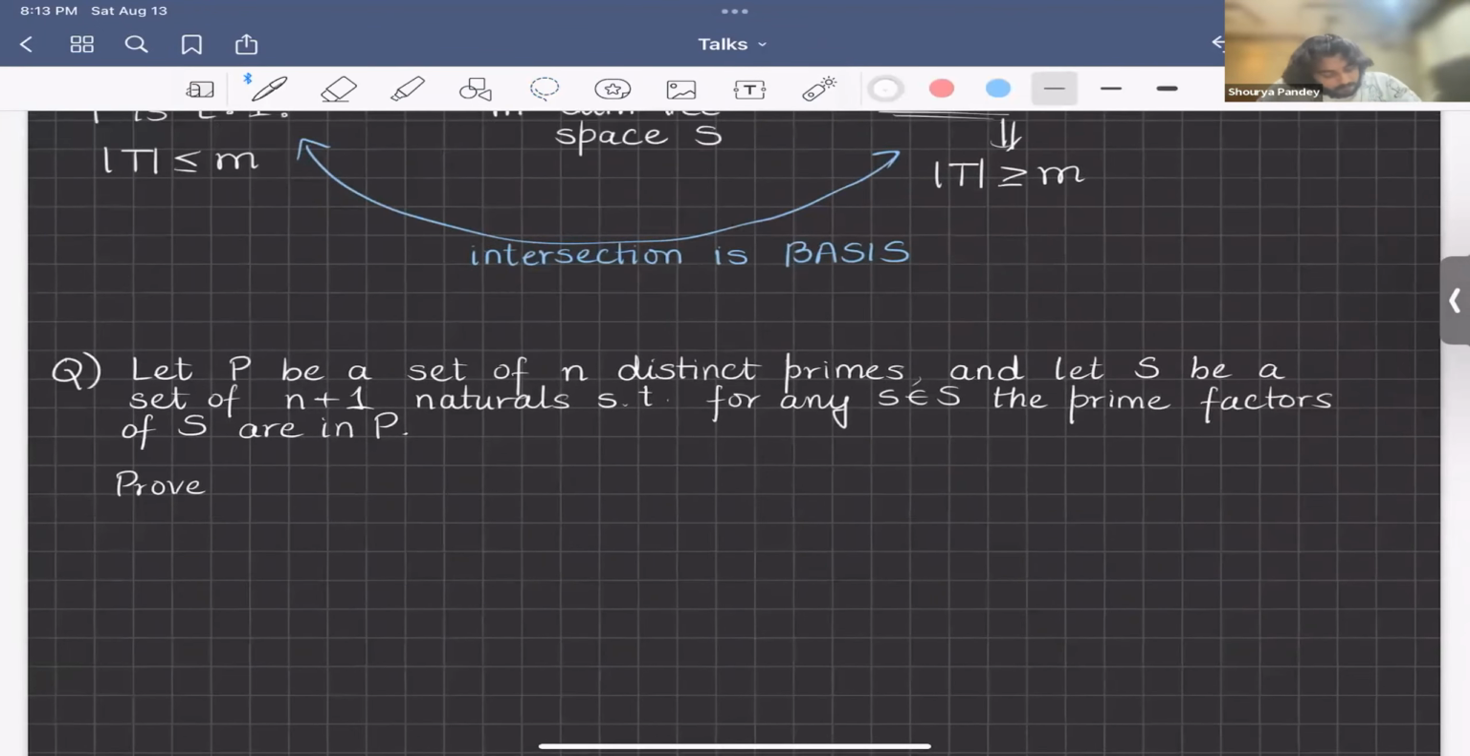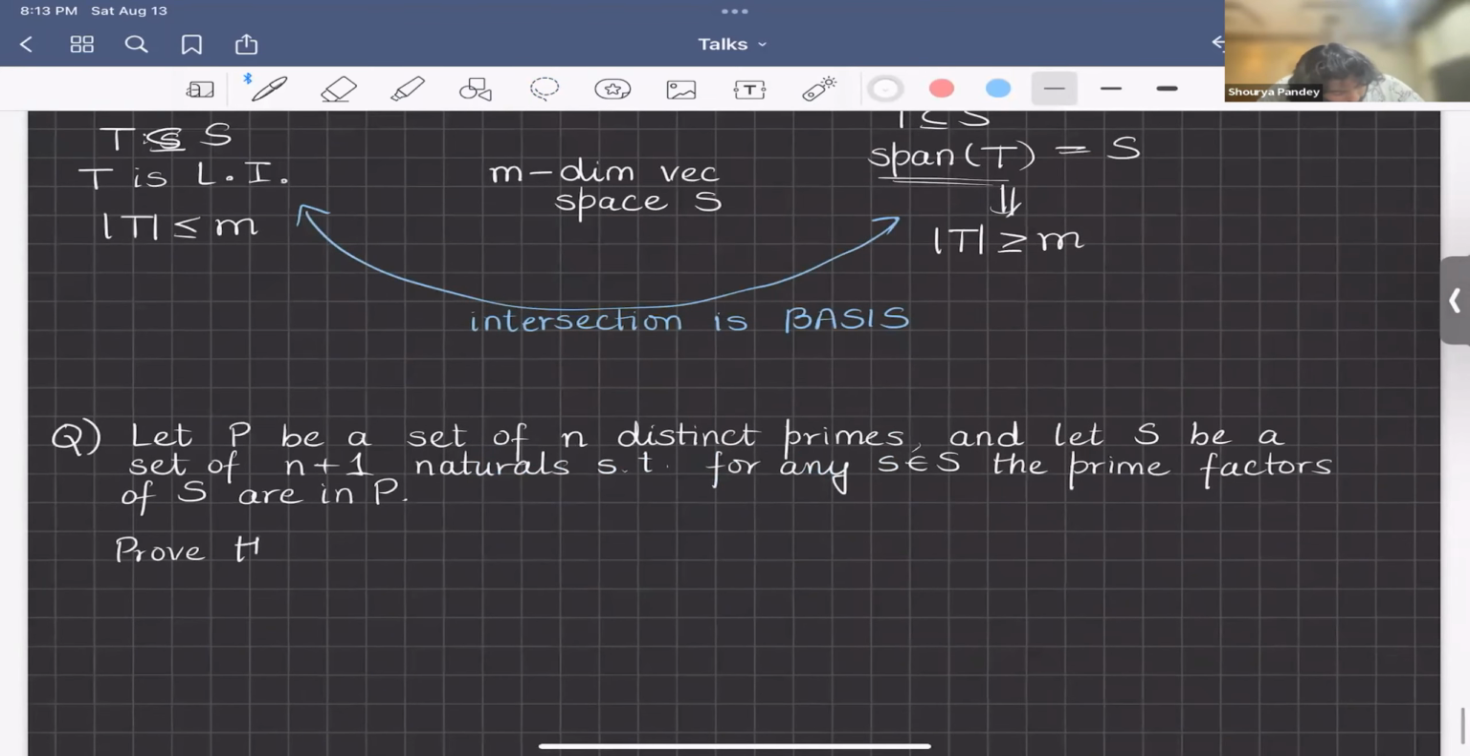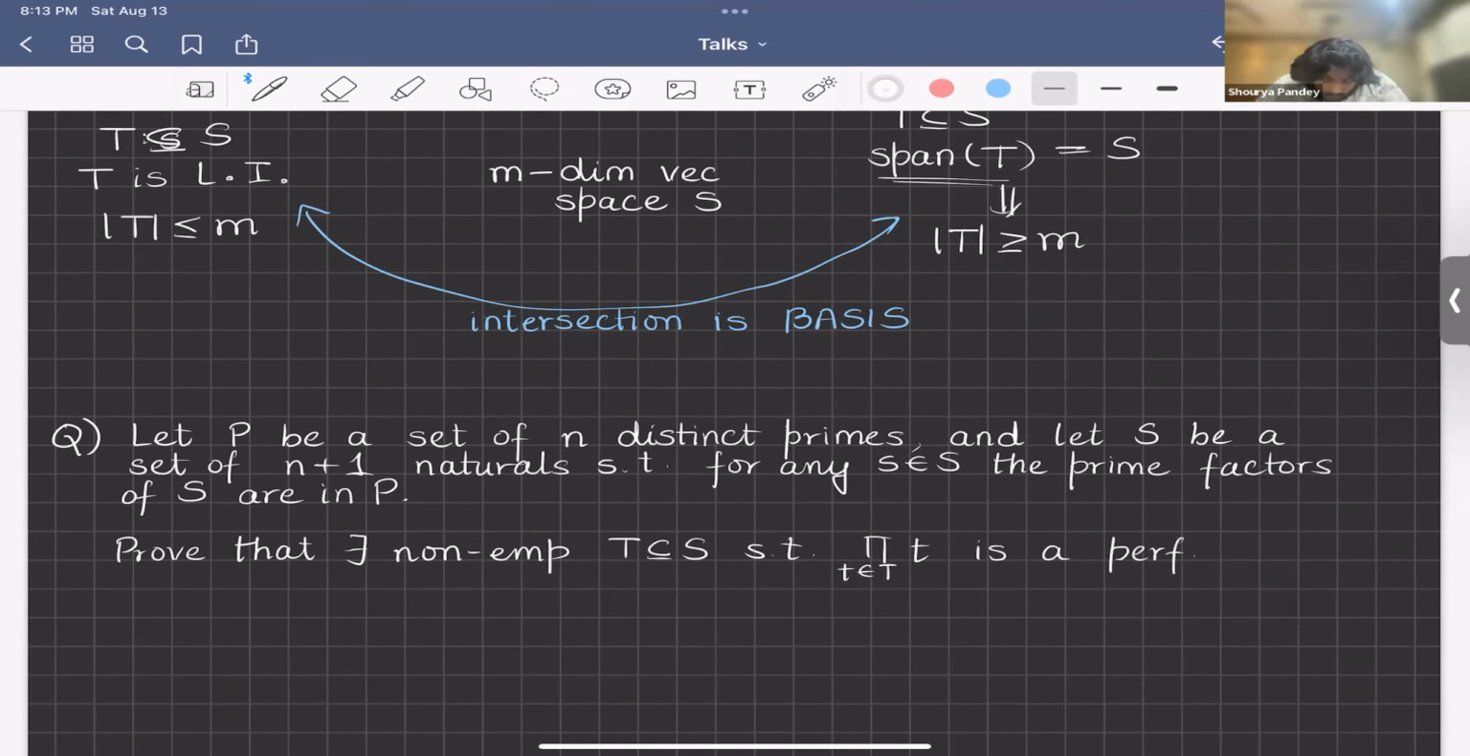Oh, before this, let me just complete the question. Prove that there exists a non-empty subset T such that the product of elements in T is a perfect square.